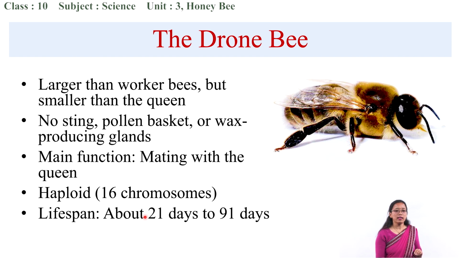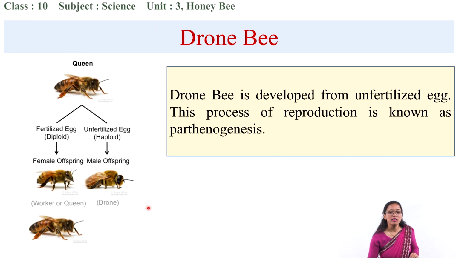Now, see how it is becoming 16. The queen bee lays two types of eggs: fertilized eggs, which have the diploid number of chromosomes, that is 32, and unfertilized eggs, that is haploid, which contain only 16 chromosomes. This male or drone bee develops from the unfertilized egg, and this process of producing a new organism from an unfertilized egg is called parthenogenesis.